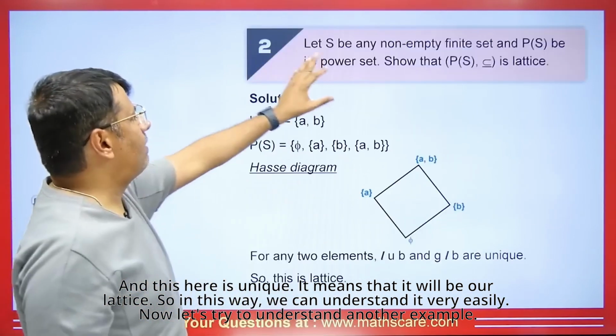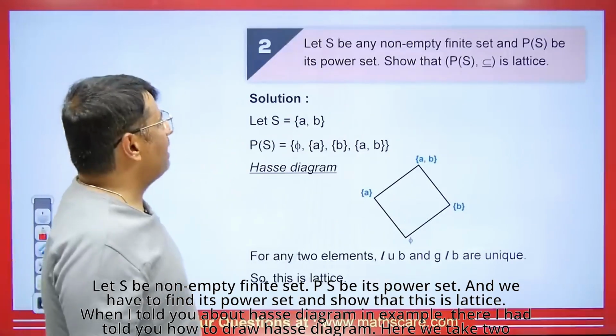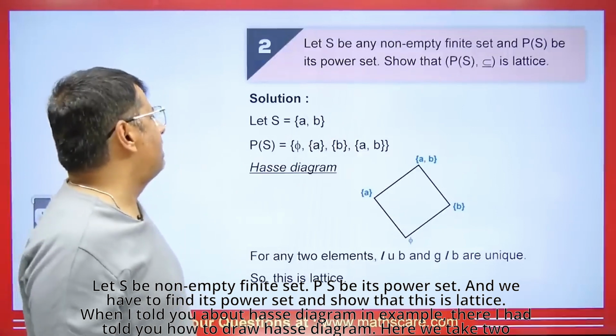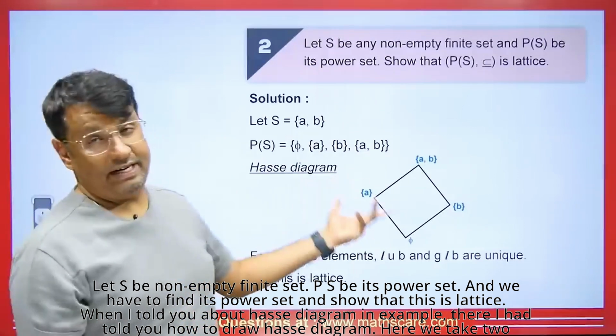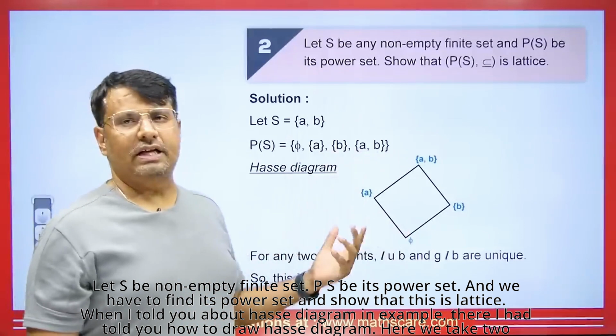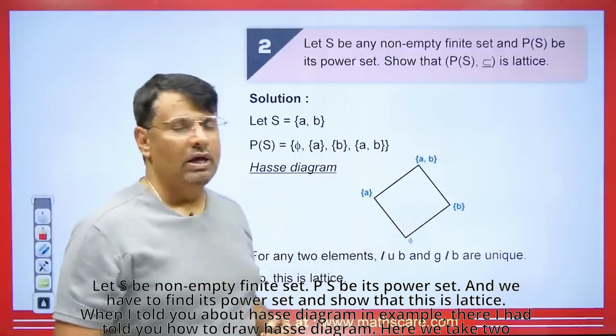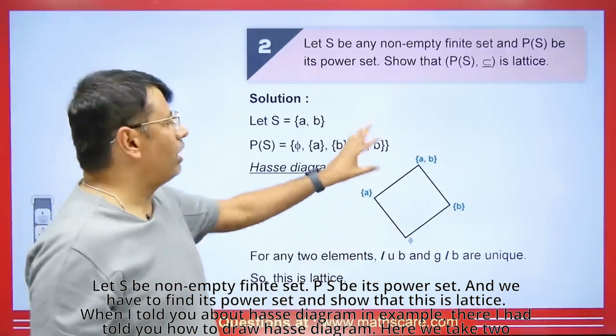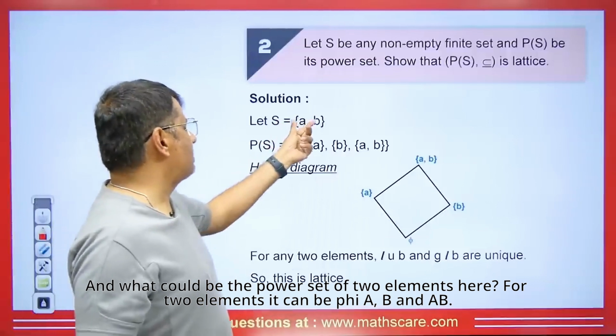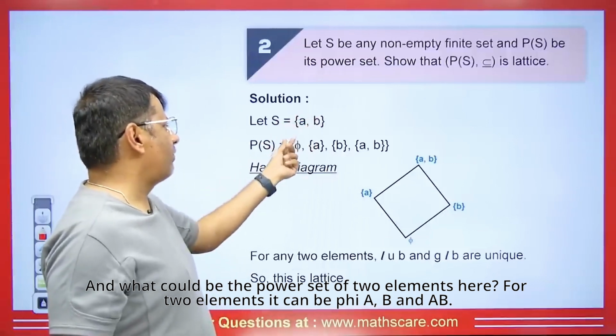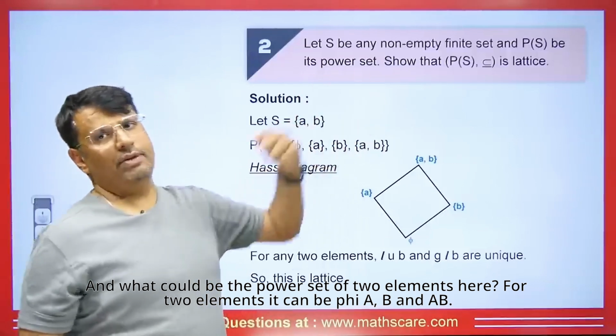Now, let's try to understand another example. Let S be a non-empty finite set and P(S) be its power set. We have to find its power set and show that this is a lattice. When I told you about the Hasse diagram in an earlier example, I told you how to draw it. Here we take two elements, and the power set of two elements can be phi, A, B and AB.